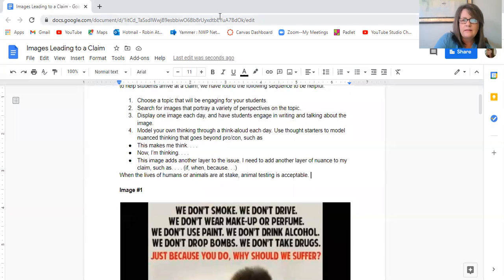So that is an example of how we can use images or series of images to help students arrive at their own claim. Also to see what claim is here in this image. What is the creator of this image claiming? But to think, what am I thinking about that? And how can I become a better thinker about images, a better consumer of them in order to refine and deepen my own thinking.